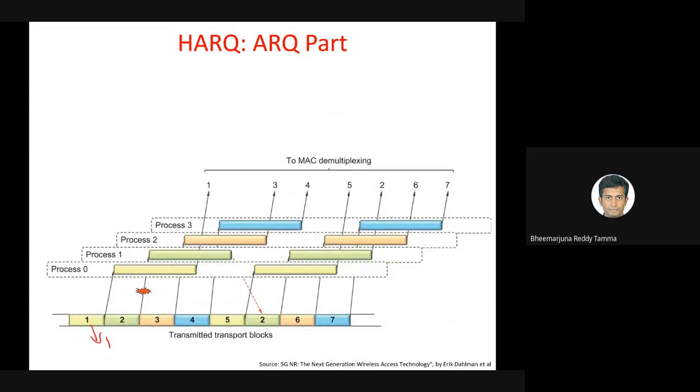This is your MAC packet. I was showing the MAC packet with distributed headers. So that is coming as a transport block to the physical layer. Look at what the physical layer is doing. The physical layer takes each of the transport blocks and sends it using 4 different stop and wait processes here.